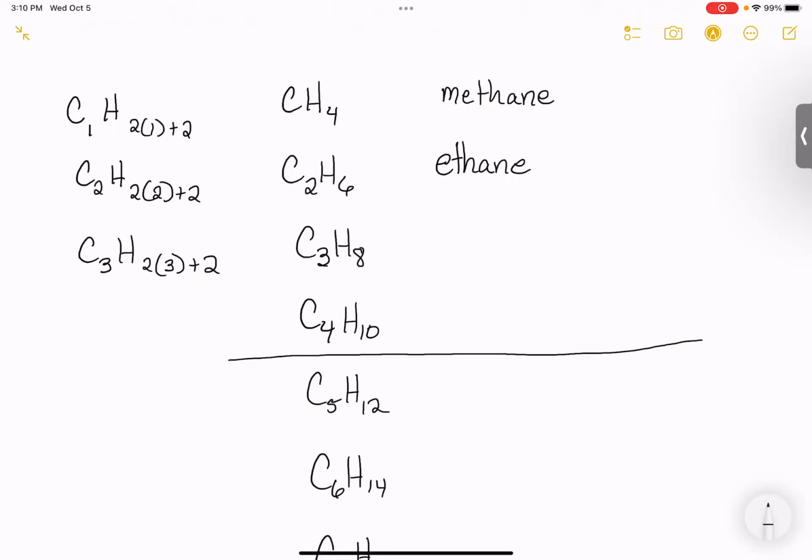The next one is the gas that is used to heat homes. Anybody? It is propane. The next one is the gas found in lighters, butane.